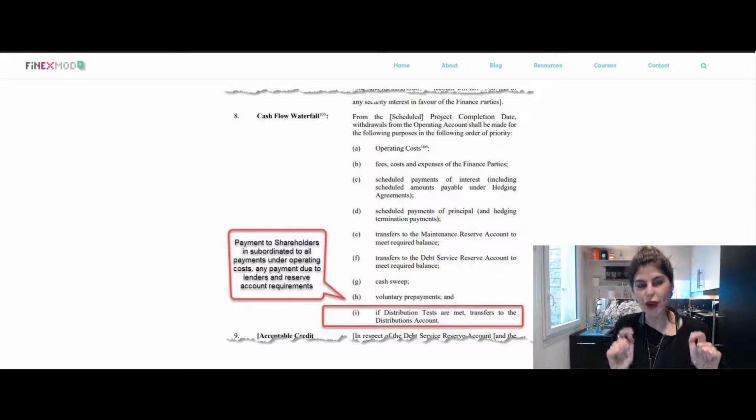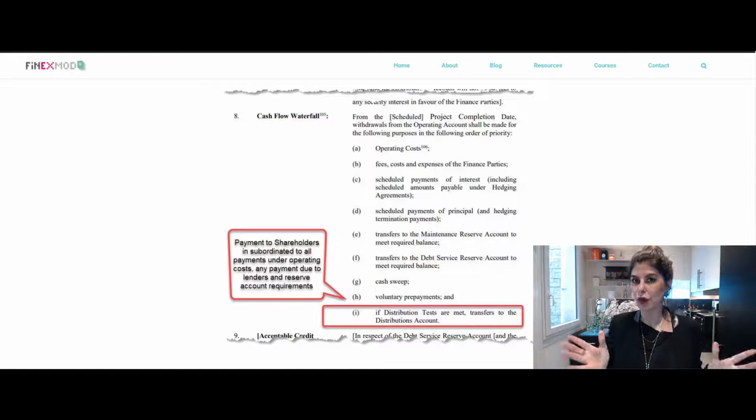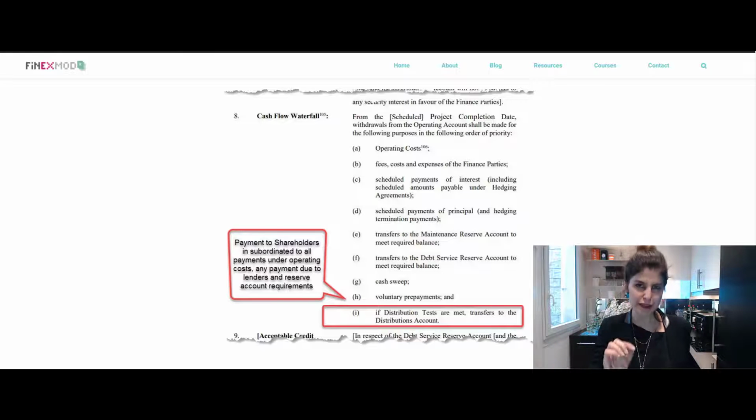Hi, in this video I want to talk to you about the distribution lockups. So I started earlier a discussion about the term sheet negotiation, specifically about the project finance loan term sheet negotiation and how to apply it in a financial model. So this is a continuation of the same topic, and this time I'm going to talk to you about the distribution lockups.